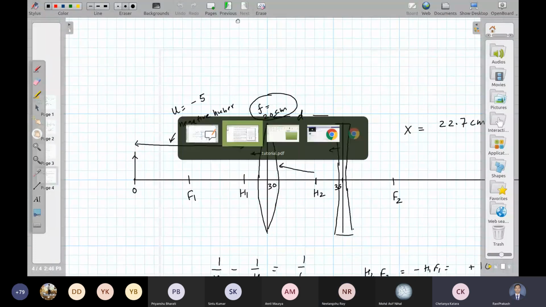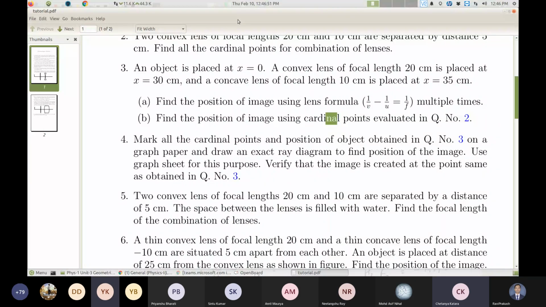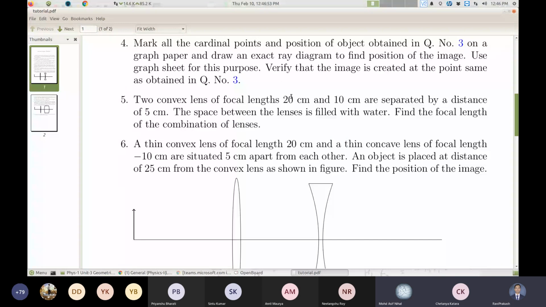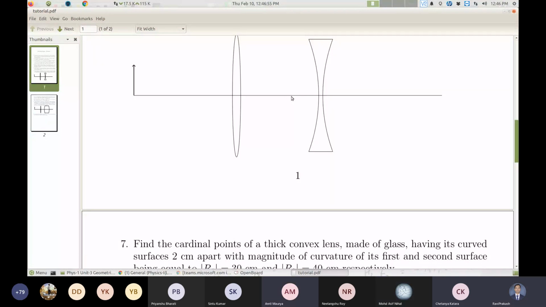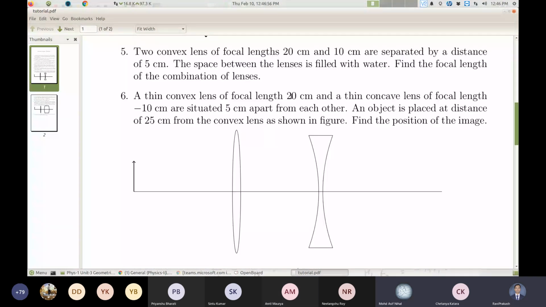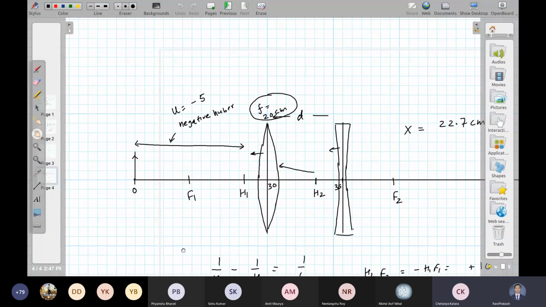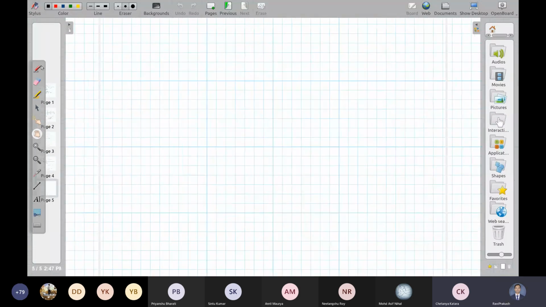Okay, sir. Okay, sir. So fifth question. Tell me from question 5. The space between the lenses is filled with water, find the focal length of the combination of lenses. If you try to get the exact answer, you will get a huge amount of derivations, and I think still you will not get any correct result. But under some approximations, you can get some meaningful results.